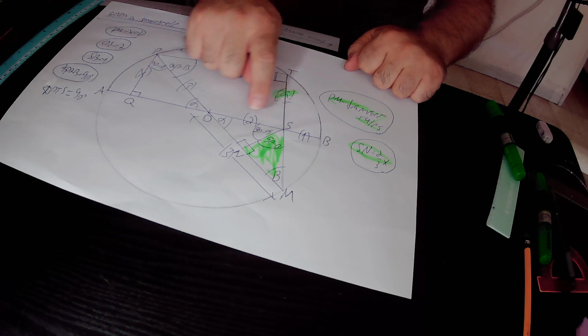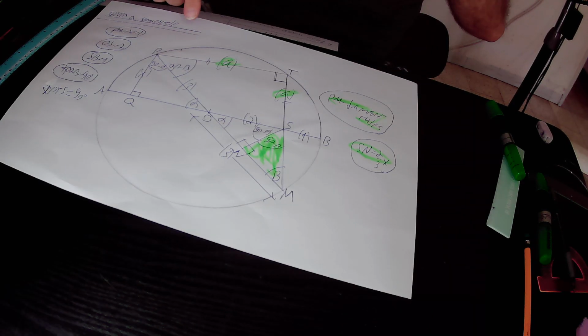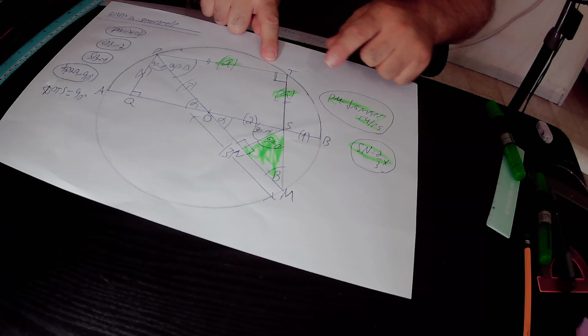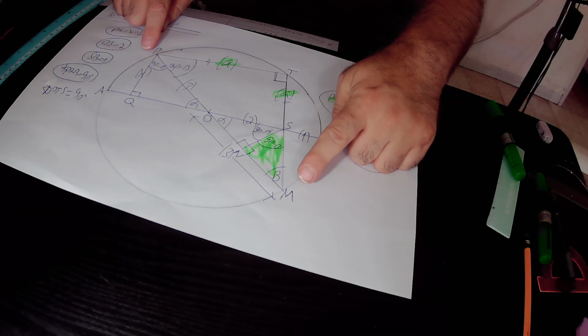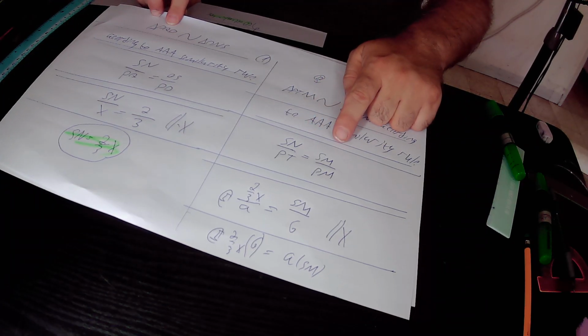We will derive that side SN of the green triangle SNM over side PT of the big right triangle PTM is equal to side SM of the green triangle SNM over side PM of the big right triangle PTM. Again, SN over PT equals SM over PM.